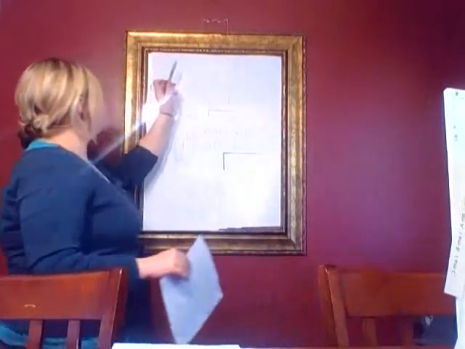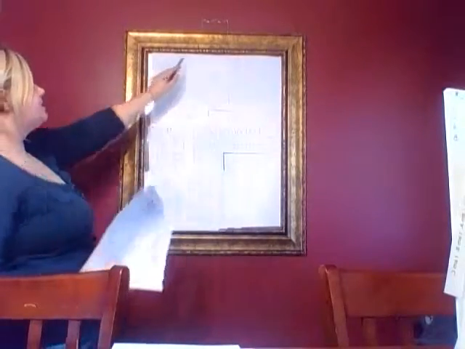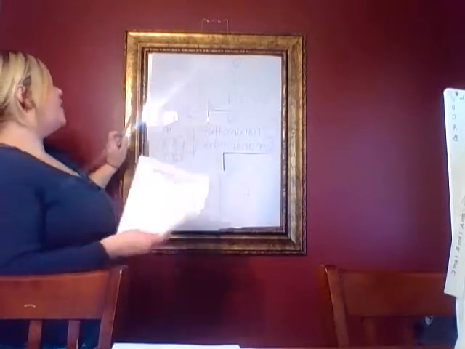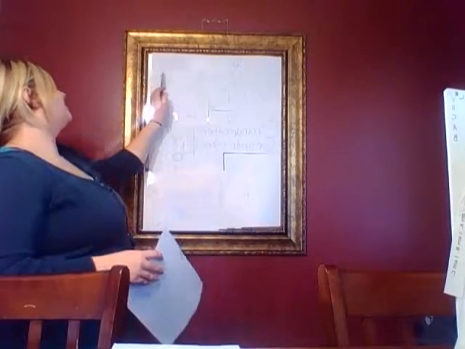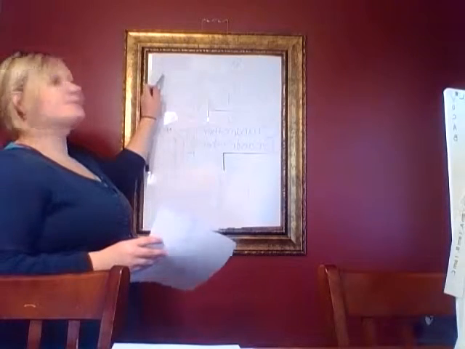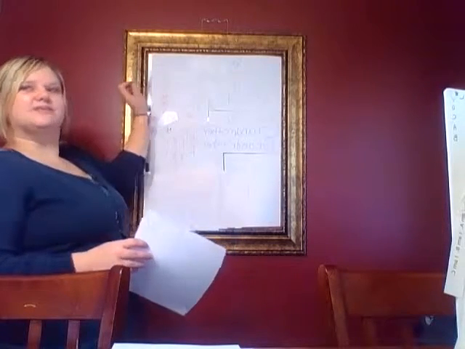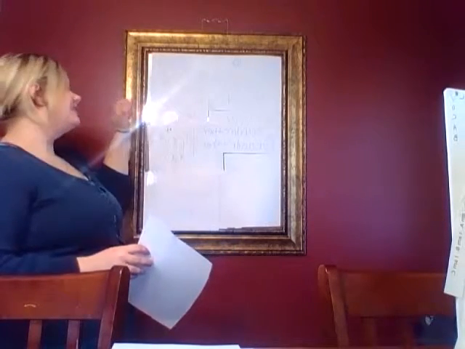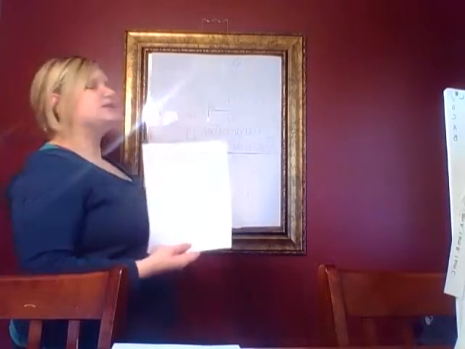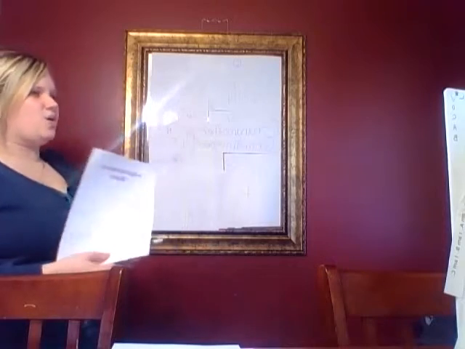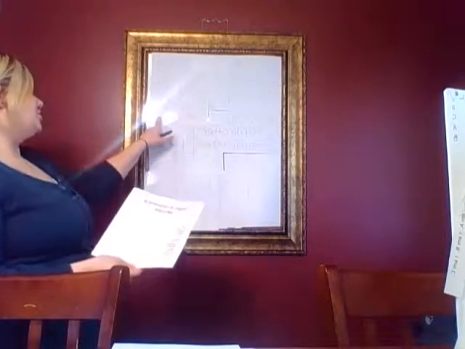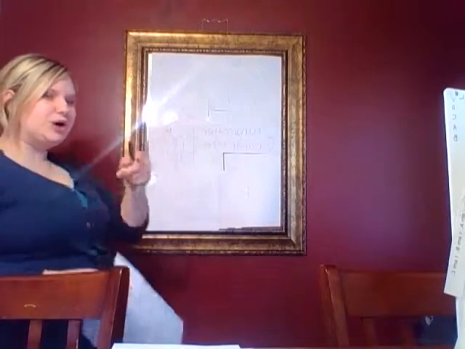So what about this one? T-O, what does that spell? Two. What about M-E? Sound it out. M-E. Me. What about this one? D-O. Do. Like, do your work.